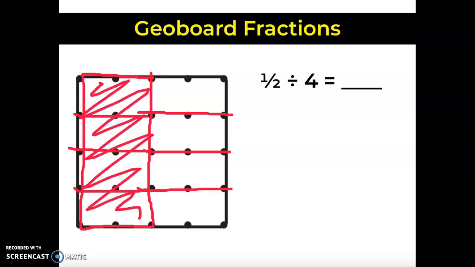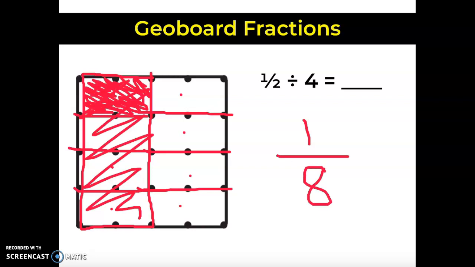So I can see that this is 1, 2, 3, 4, 5, 6, 7, 8. 8 total pieces, and each person would get 1 of these if I had 1/2 and then I divide it by 4 students. So my answer is 1 piece out of 8 pieces. So if I had half a pan of brownies and I divided it amongst 4 students, they would each get 1/8 of a pan of brownies. Nice job on that one.